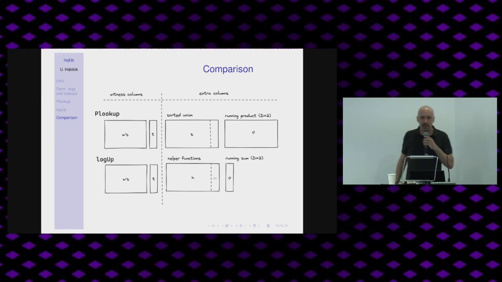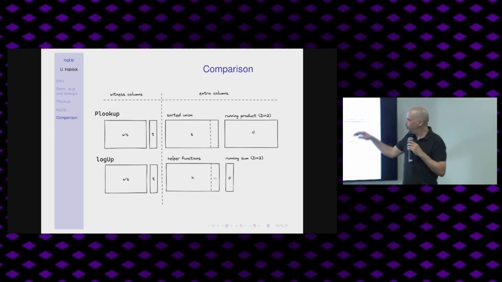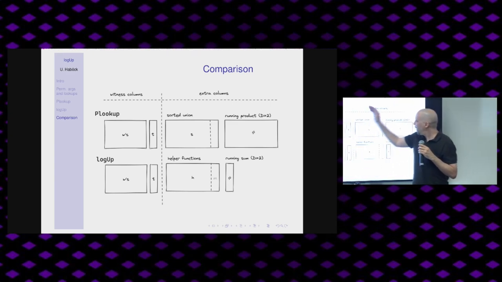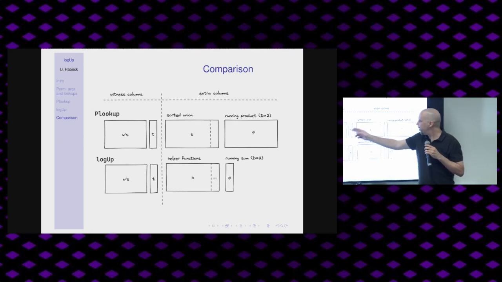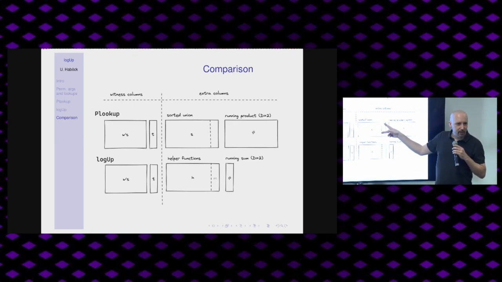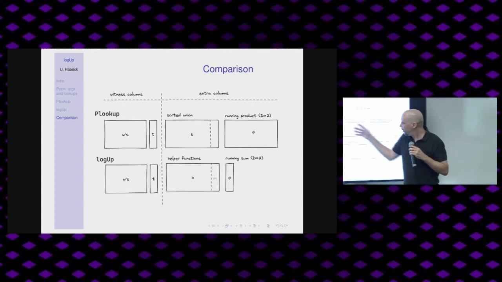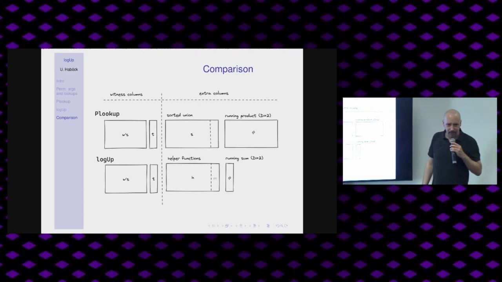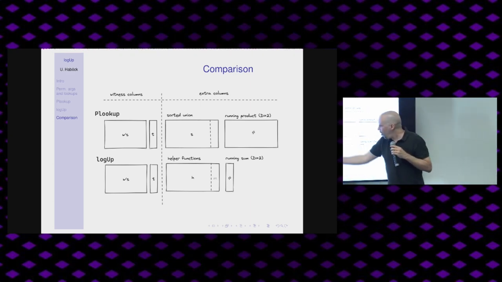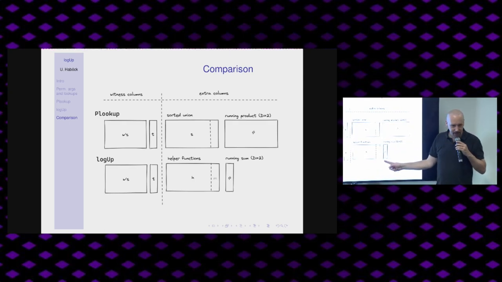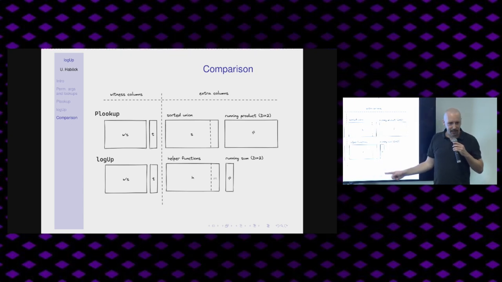Okay, so just to recap, the two generic lookup protocols. Lookup, you know, what extra columns do we have besides witness and table? Sorted union, there's no way around it. And then the running product for that lookup identity. LogUp, the helper functions, but then only a single column for the running sums. And that's the big difference.